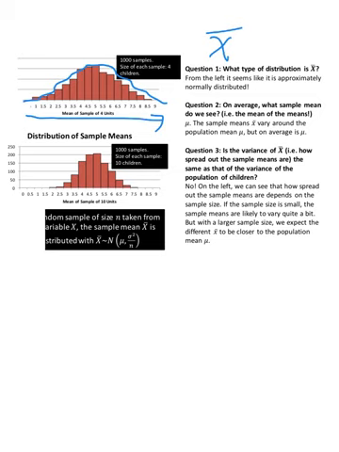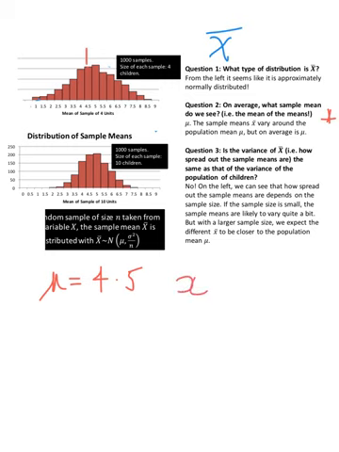So we know that the population mean mu is 4.5. So on average, what sample mean do we see? Well, we can see here that it is symmetrical about the mean. So therefore we can say that the sample mean x bar varies around the population mean mu, but on average is 4.5.